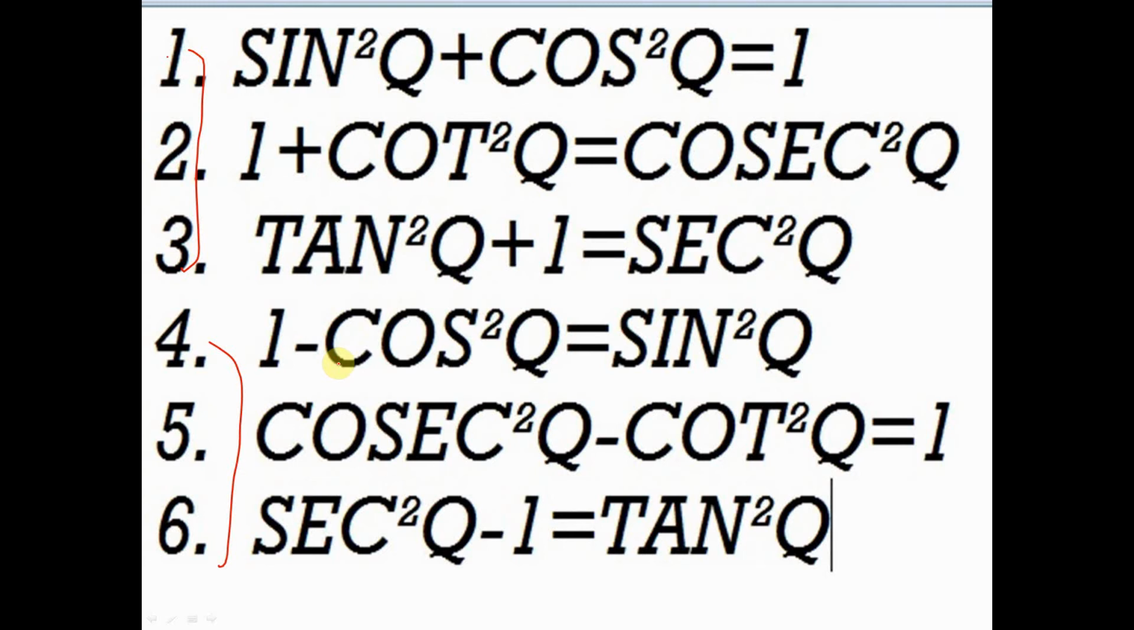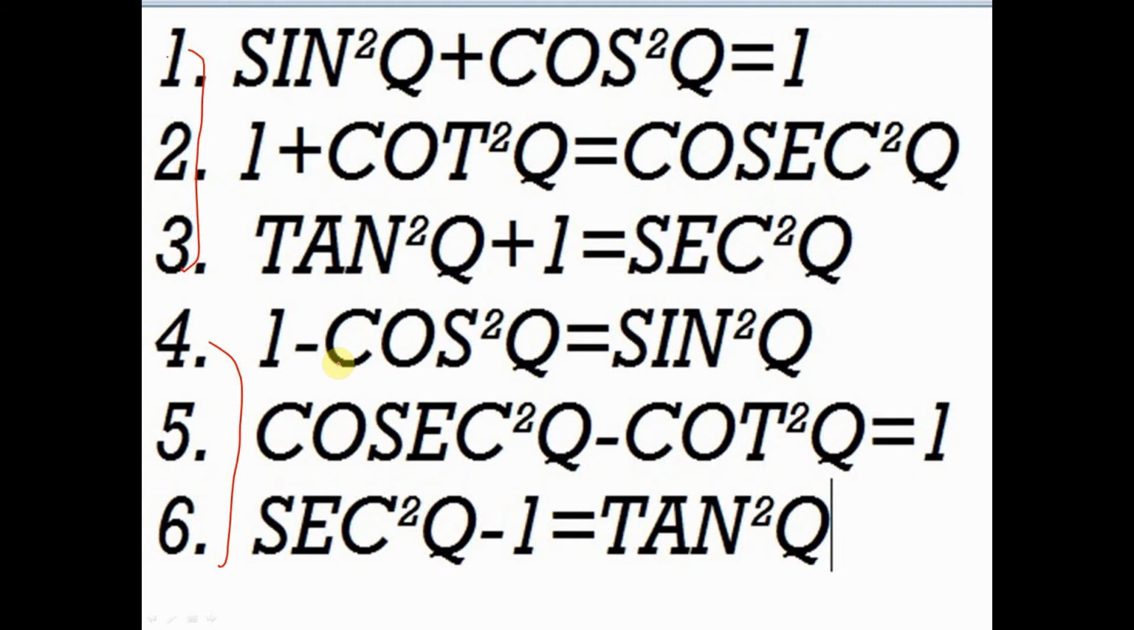For anti-clockwise, the formula is 1 minus cos square theta is equal to sin square theta. I have said in the diagram that the first formula for clockwise was sin square theta plus cos square theta is equal to 1. The second formula was 1 plus cot square theta is equal to cosec square theta. And the third formula was tan square theta plus 1 is equal to sec square theta.